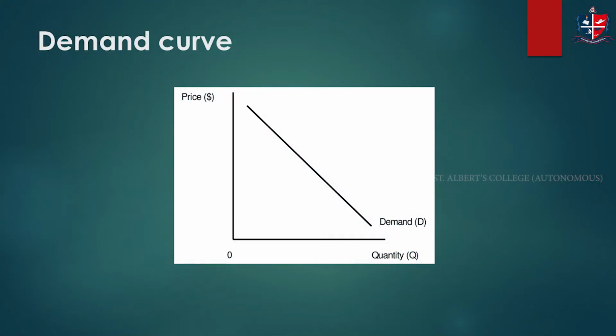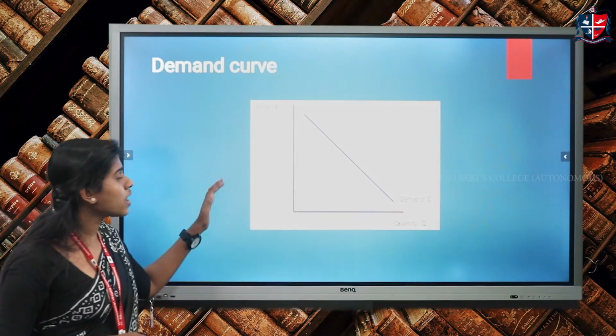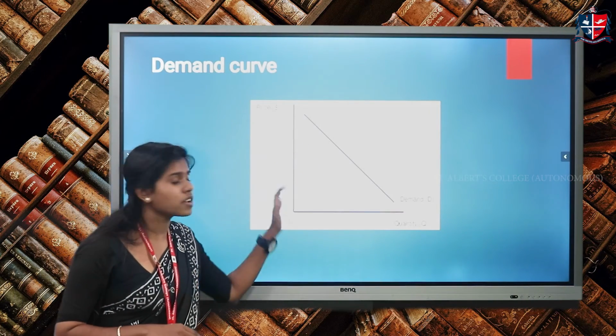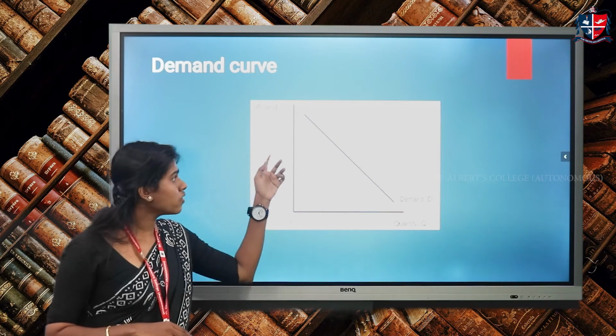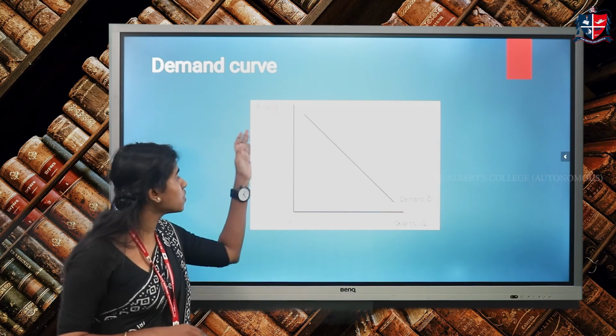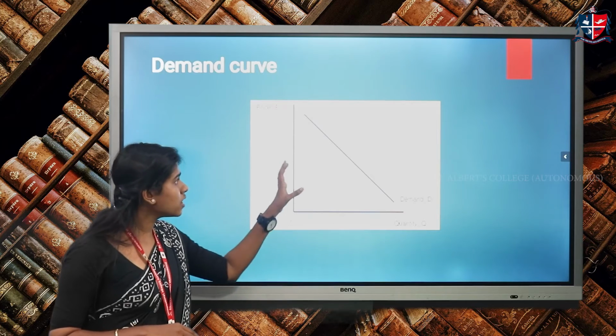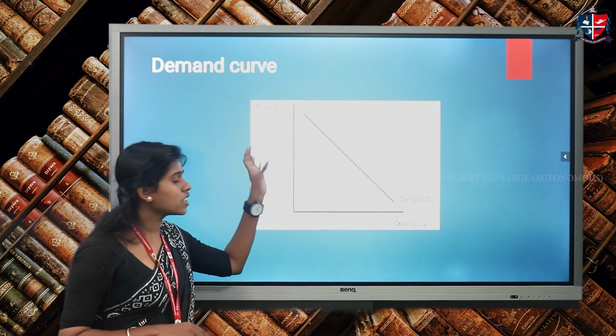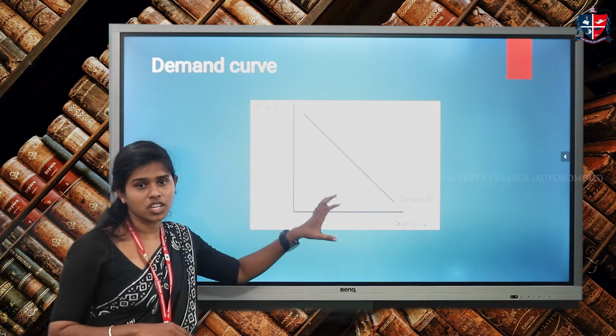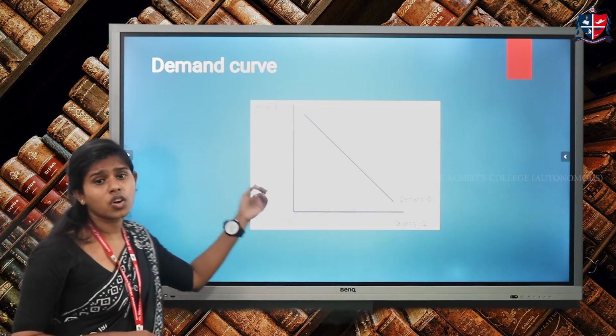And next is the demand curve. The demand curve should be explained from the perspective of the law of demand. The law of demand is graphically represented through the demand curve. In the law of demand, we explain the relationship between price and quantity. Similarly, this is a graphical representation of how the quantity and the price reflect each other when they change. So we'll have a look at the demand curve.